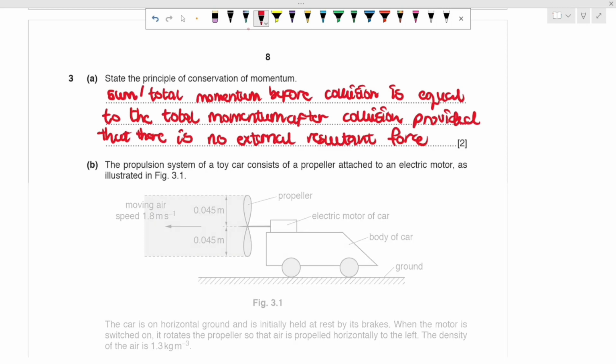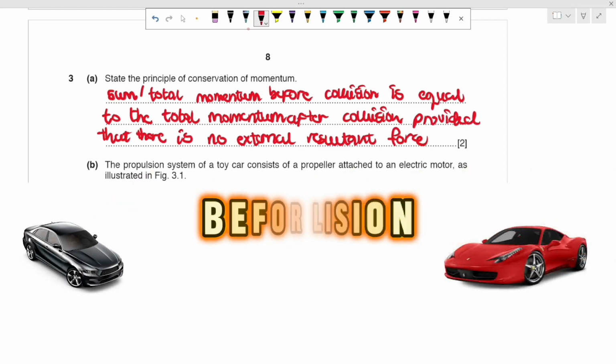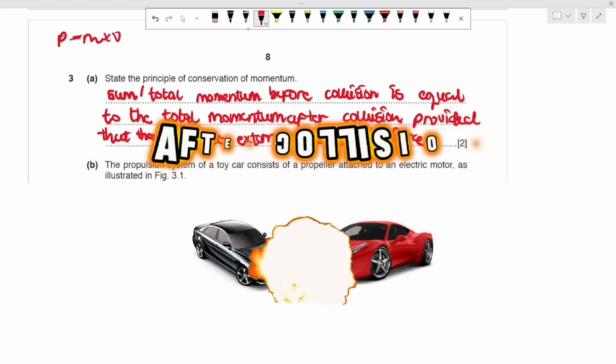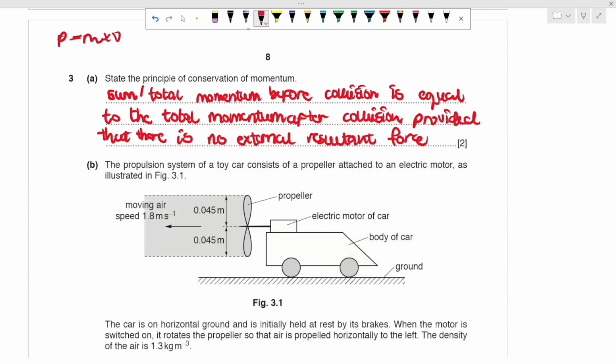So if you have a collision, momentum is basically the product of mass and velocity. So the sum of all the products of mass and velocity before the collision will be equal to the sum of the products of mass and velocity after the collision. The only condition is that there must be no external resultant force applied to the system.